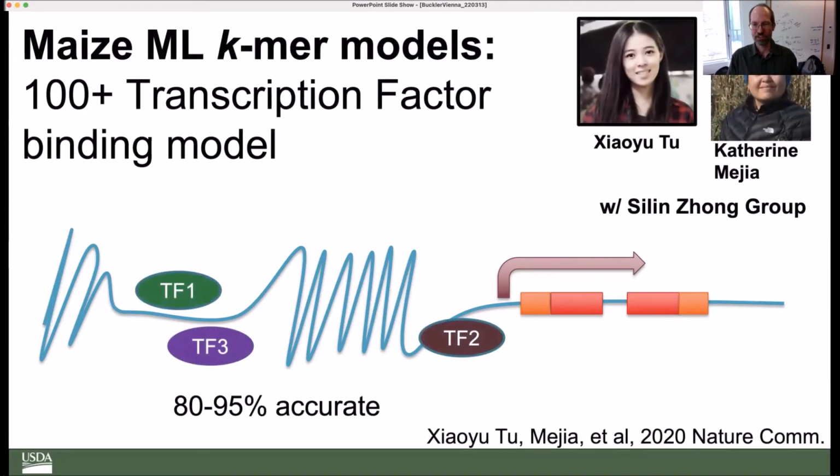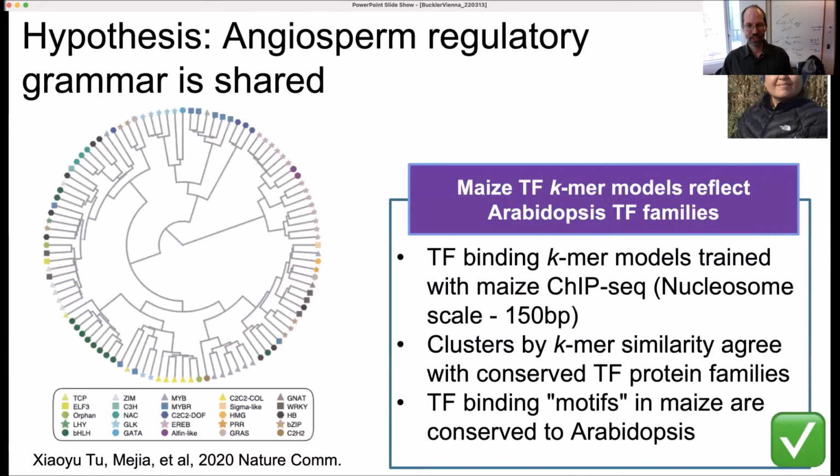And a couple of years ago, we worked with Silong Zhang's group, and Catherine Mejia and the group essentially created a series of machine learning models to model over 100 different transcription factor binding sites, and were able to come up with reasonable accuracy for a lot of these models. And I think the really key thing that came out of that study was that, because of the comprehensiveness of this analysis, Catherine was then able to cluster the models together.